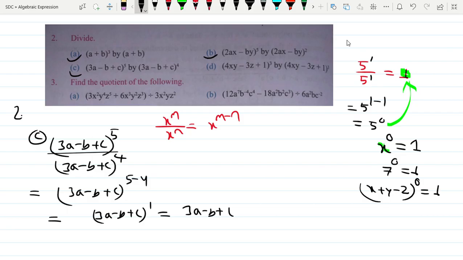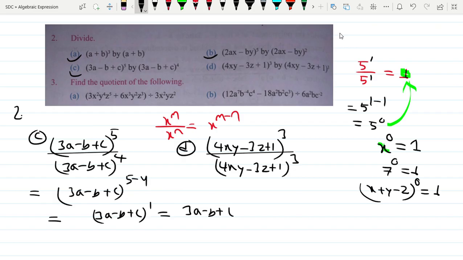So that we are going to use here in number d. In number d we have (4xy minus 3z plus 1) whole power 3, which is getting divided by (4xy minus 3z plus 1) whole power 3. Now let's see what we get.